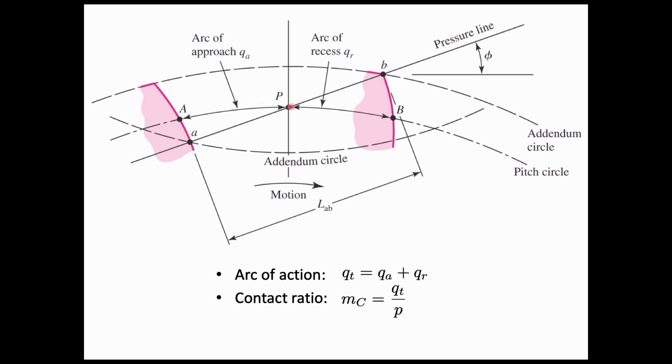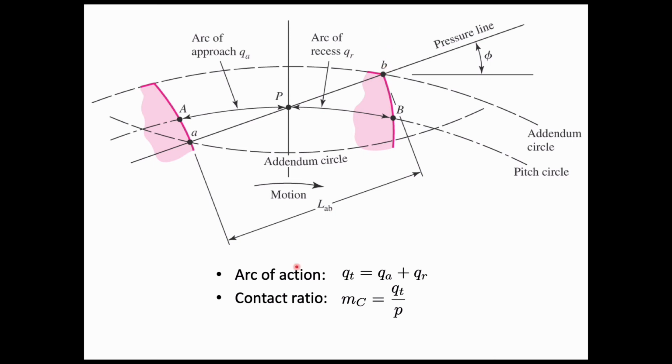Now we can define the arc of approach. This is along the pitch circle between point A and point P, and this is an arc rather than a straight line. And then we have the arc of recess between point P and point B. Notice that capital B is defined here to be a point on the pitch circle that corresponds to the angle of recess, whereas lowercase b is the actual contact point, and that's clear up at the top land there.